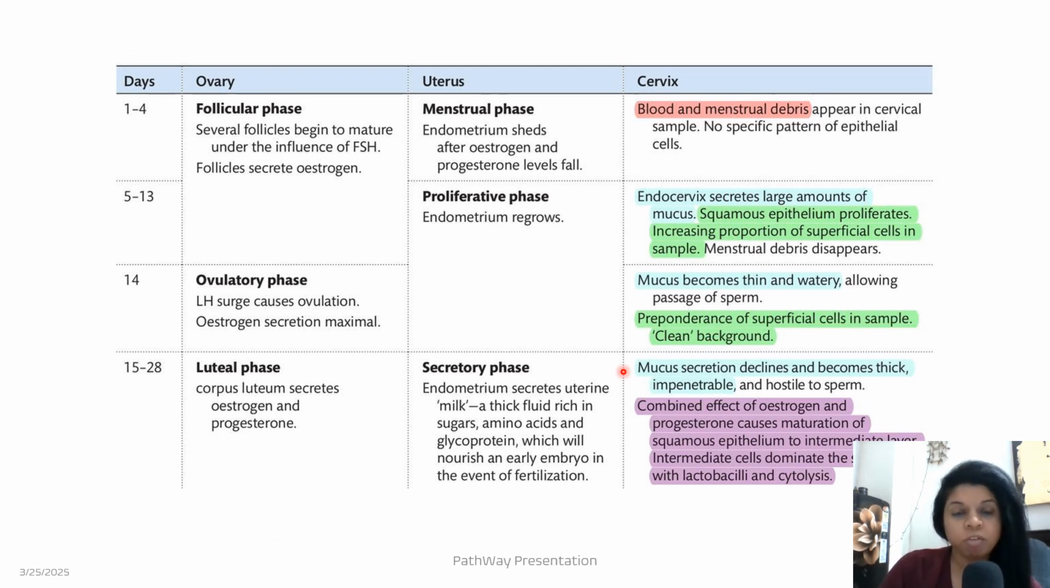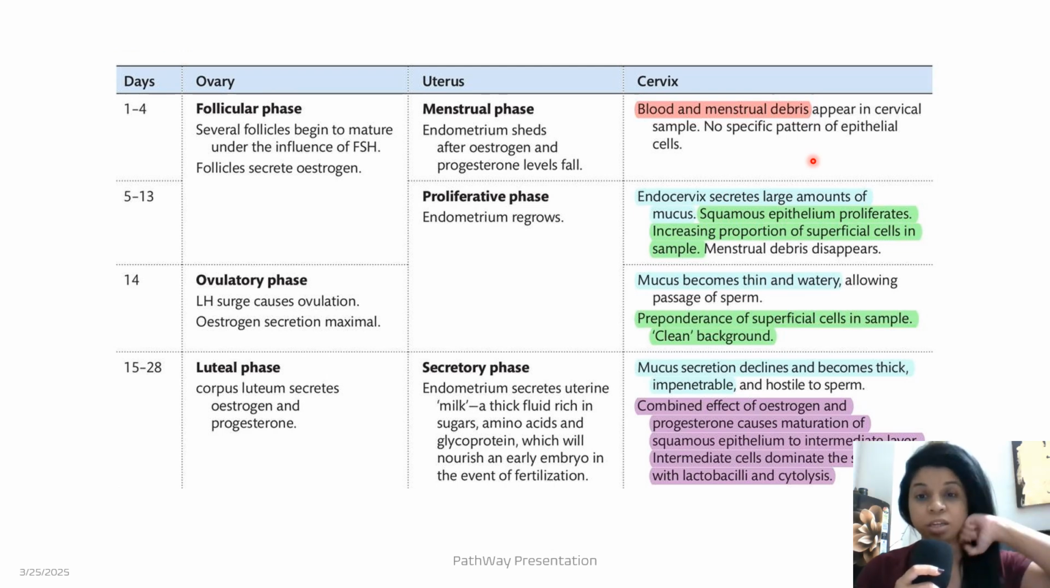So during the phases of the menstrual cycle, in the menstrual phase, if you're taking a pap smear, you will obviously get blood and menstrual debris in the cervical sample, which you don't want, and it is difficult to assess also. And then in the proliferative phase, as I said, because of the estrogen content, there is very high proliferative activity. And because of that, you will see a large amount of superficial cells, okay, in the sample. And then they will mostly have a clear background.